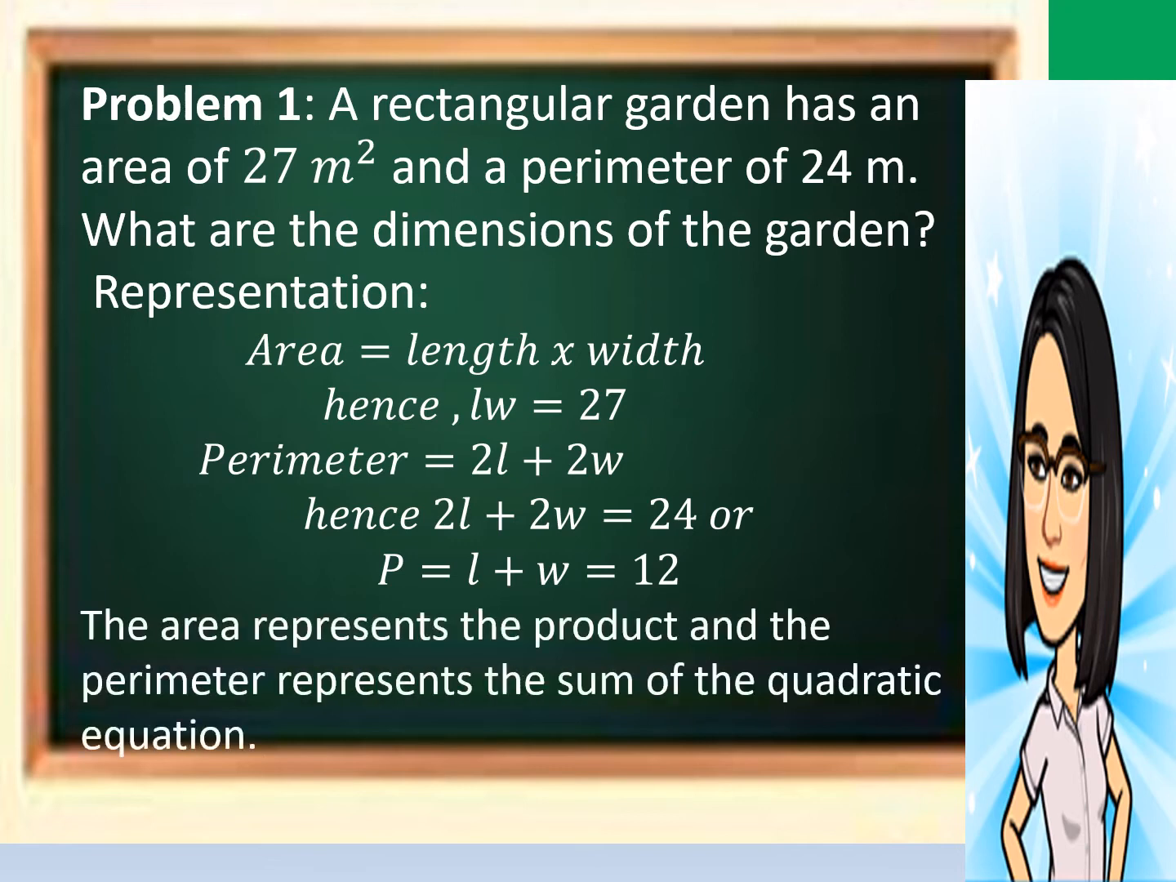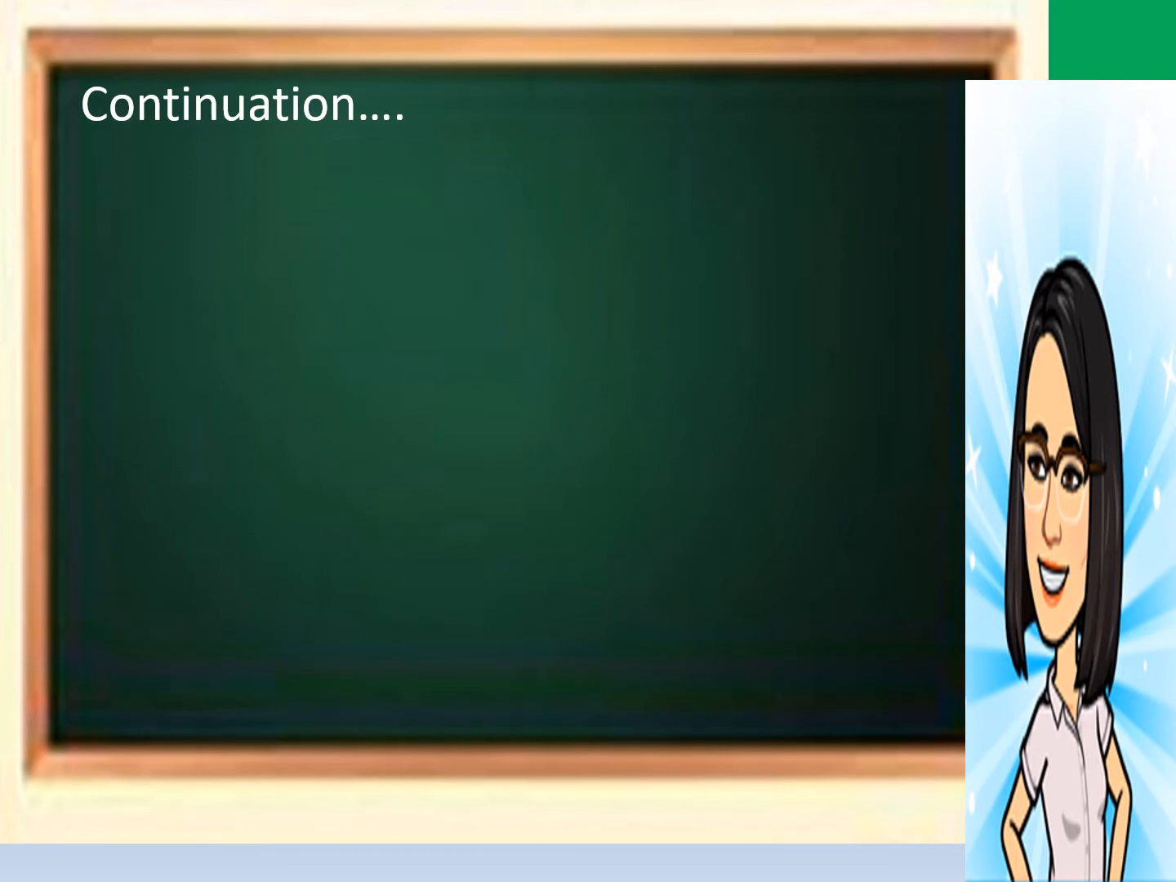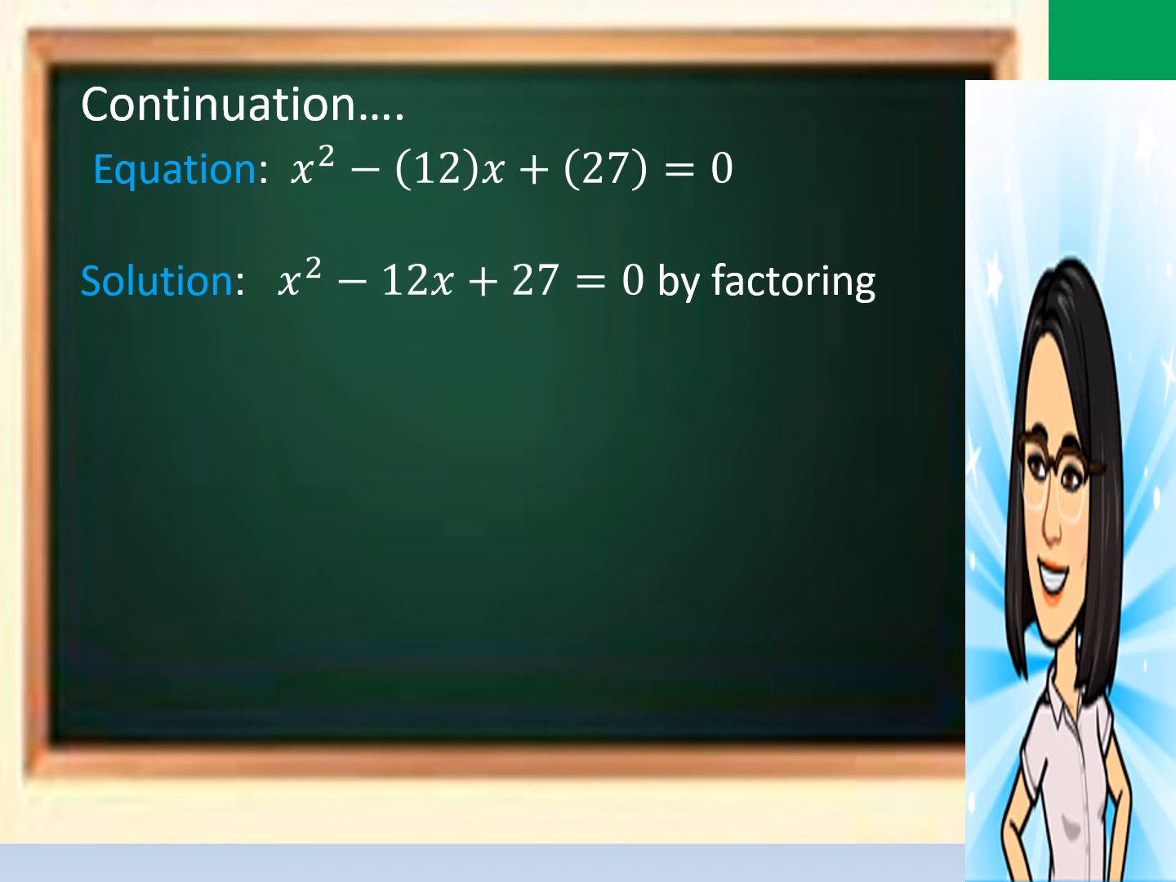Using the idea of sum and product, we can represent area as the product and the perimeter represents the sum of the quadratic equation. Thus, we can use this idea in writing our equation as x squared minus the sum, which is the perimeter, 12 times x plus the product, which is the area, 27. This can be simplified as x squared minus 12x plus 27 equals 0.